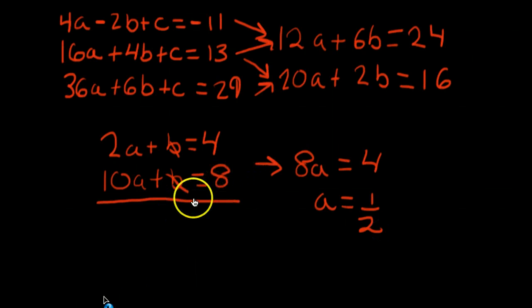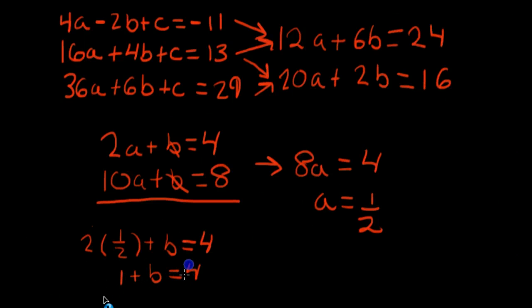Once we know that a equals 1/2, we can substitute it into really any of these four equations and solve for b. So I'm going to pick 2a plus b equals 4. That's just going to make it pretty easy arithmetic. So we're going to substitute it in for a, so 2 times 1/2 plus b equals 4. So 2 times 1/2, that just becomes 1 plus b equals 4, and therefore b equals 3.